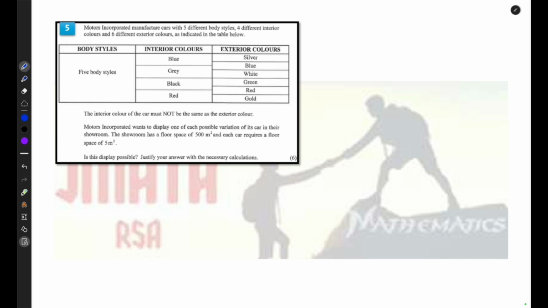So Motors Incorporated wants to display one of each possible variation of their cars, but the showroom is only 500 square meters, and each car requires 5 square meters. Is this display possible? So we need to figure out how many different options there are. Then we need to figure out, will it fit into their showroom? So let's go. There are 5 different body styles to choose from. Then there are 4 different colors, and for the exterior colors, there are 6 different options. Okay, now it's a 6-mark question, so it will definitely not be as easy as that. So let's now just see why it is a bit more complicated.